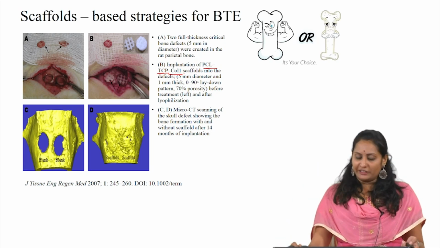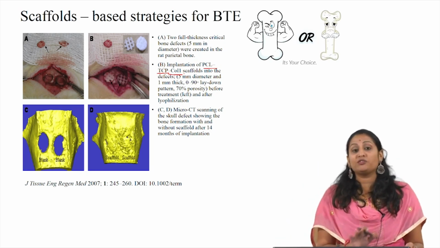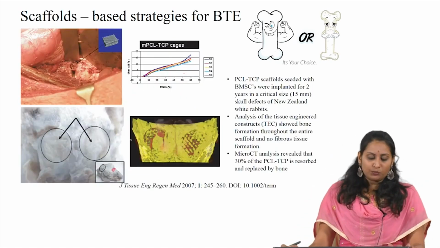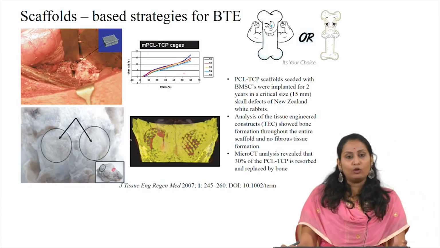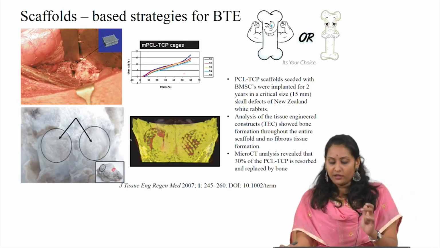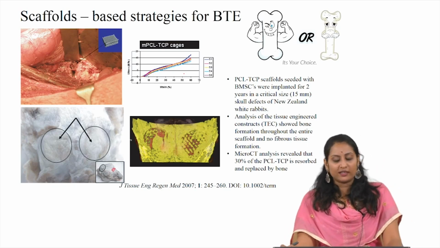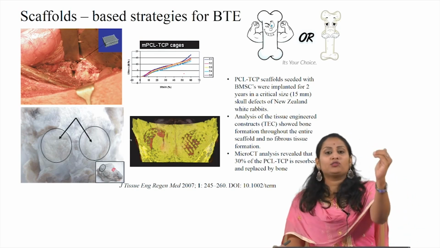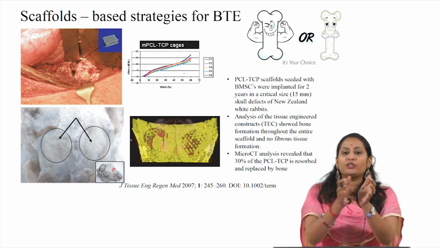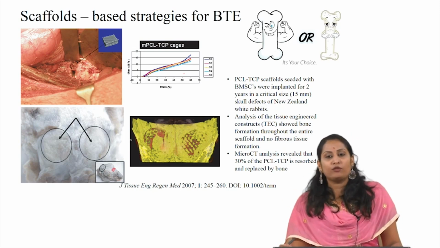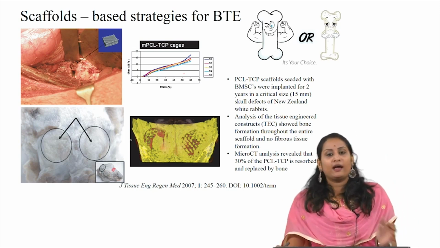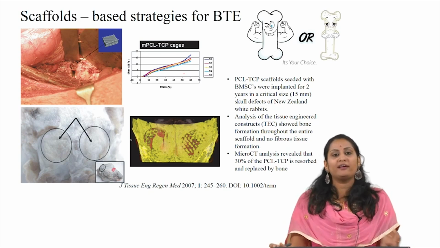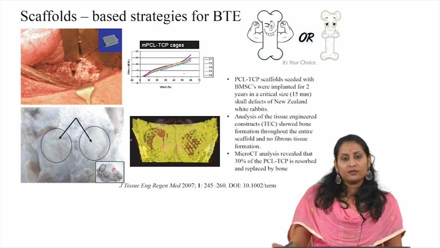They used PCL sheets and their composites, which are biomimetic scaffolds. This one is the pig spine fusion model, and the pictures below are New Zealand white rabbit skull defects. They tested for cranioplasty. Again, analysis of the tissue engineered construct shows bone formation throughout the entire scaffold and no fibrous tissue formation is seen. And micro CT analysis revealed that 30% of the PCL TCP was resorbed and replaced by bone.